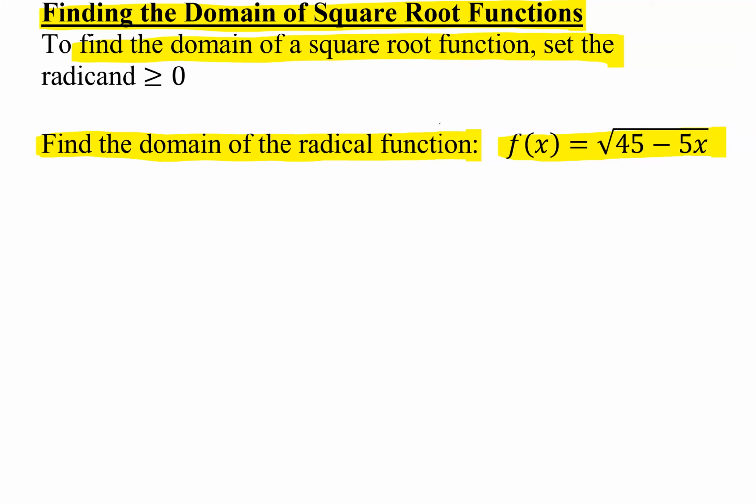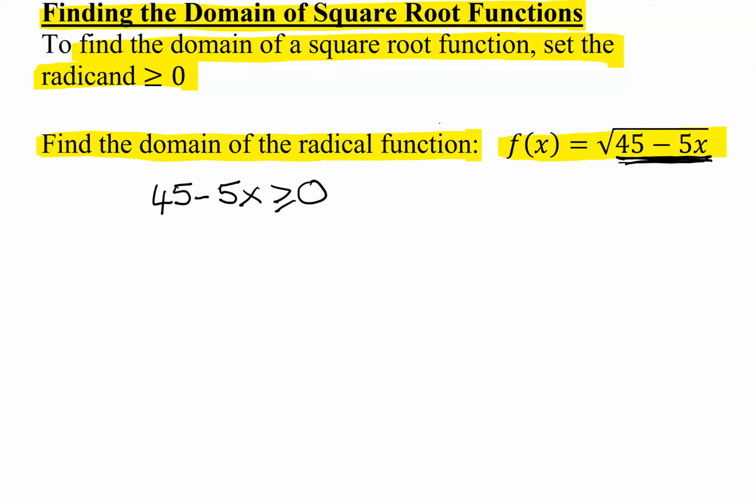to find the domain of a square root function, we have to set the radicand to be greater than or equal to 0. What that means is this guy, the radicand, is the thing that lives under the square root sign. So we want to say 45 minus 5x has to be greater than or equal to 0. As long as that is true, when we find the square root of this number, it will be a real number. So this is a linear inequality.